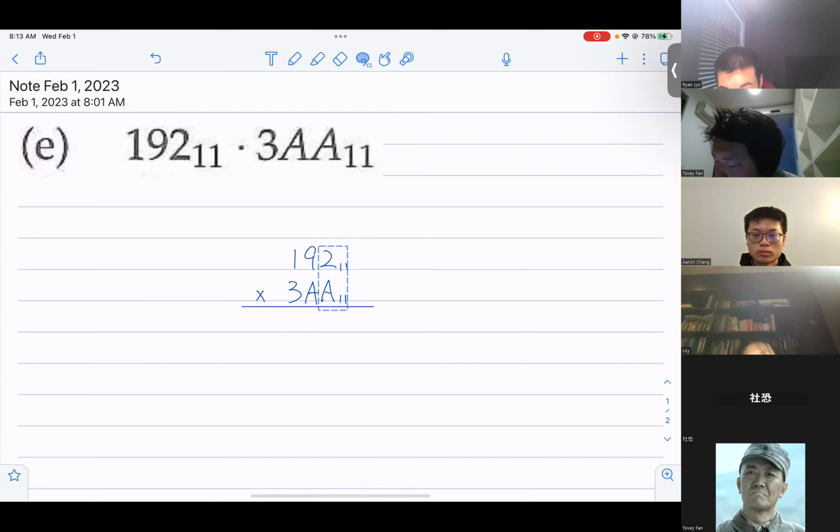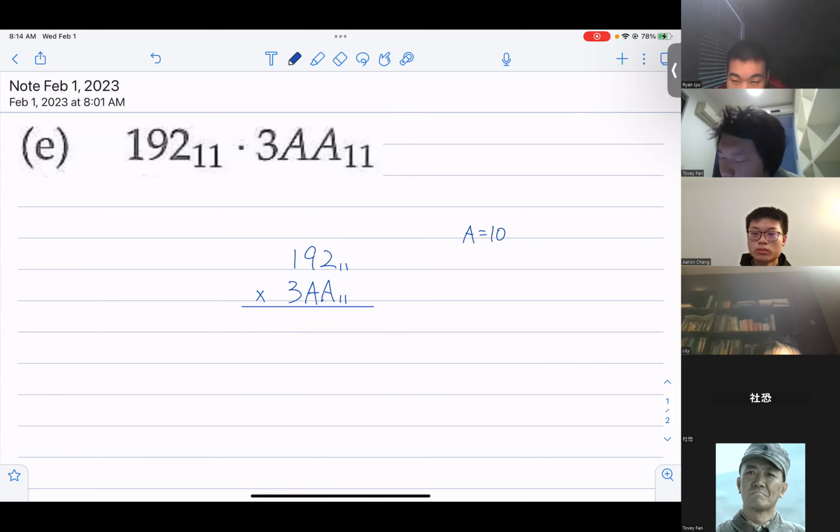So first we do 2 times A. What is A? A is 10, right? So 2 times A, we'll first do 2 times A in base 10 and then convert it into base 11.